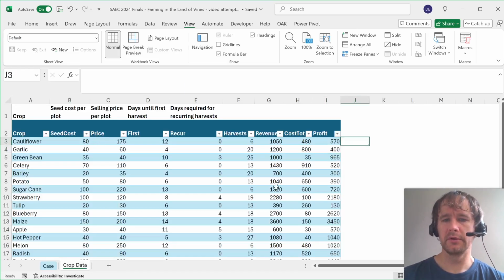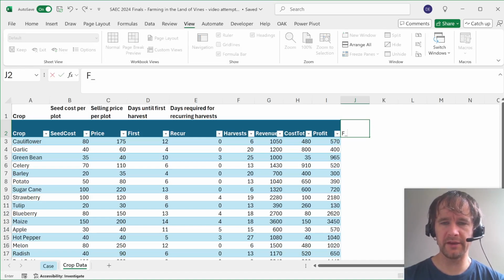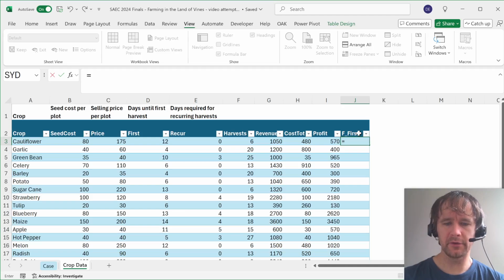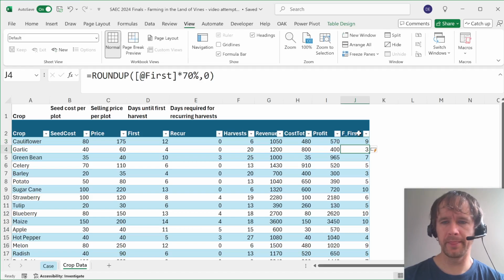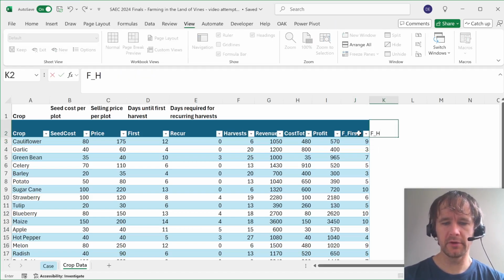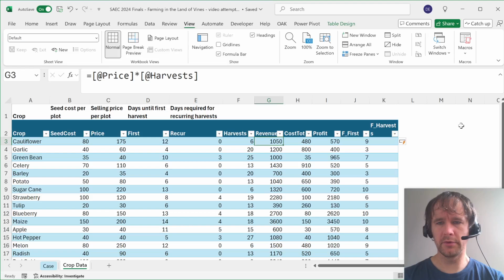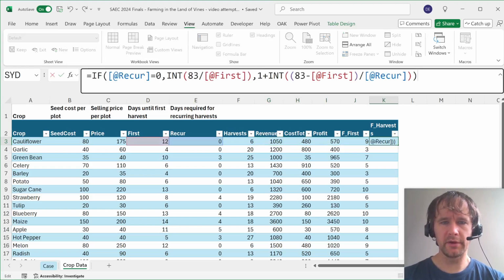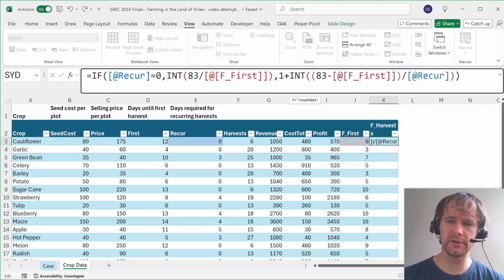So, simple enough idea. So I'm just going to name all these things F underscore for fertilizer version. So F underscore first is going to be roundup of 70% of the time in days. So then I need F harvests, and mostly just take this, but then I need to change first into F first, and first over here also into F first. I think that's the only changes I need to make.